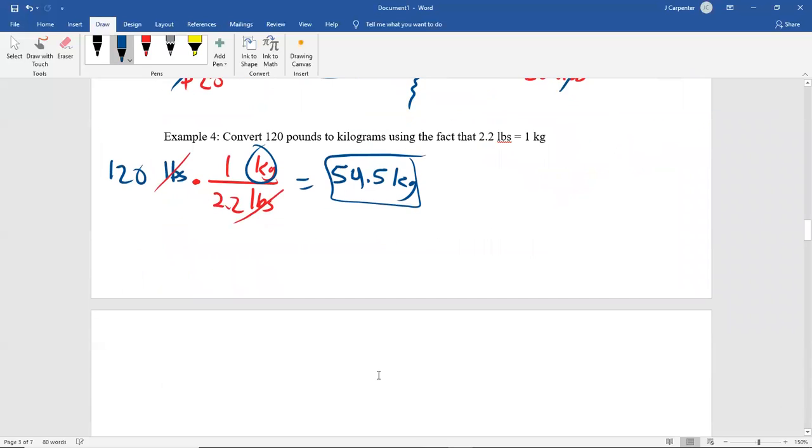Do uno mas together, or I just give you some in the 5 minutes, like I said. Example 5, convert 40 liters to fluid ounces. The facts, notice that's plural, that 1,000 milliliters is equivalent to 1 liter, and 29.57 milliliters is equivalent to 1 fluid ounce.